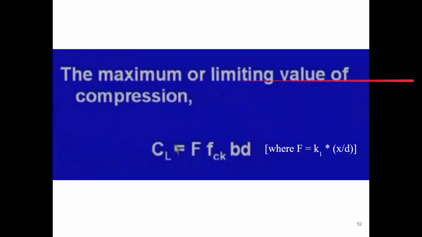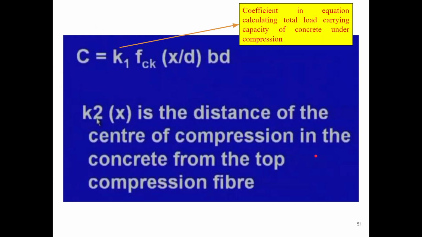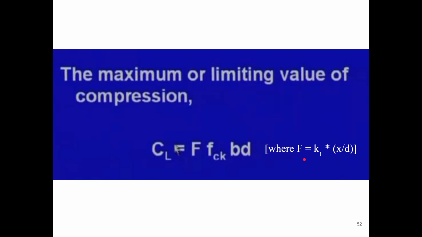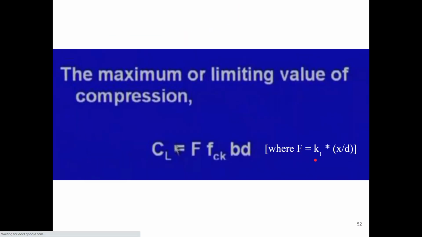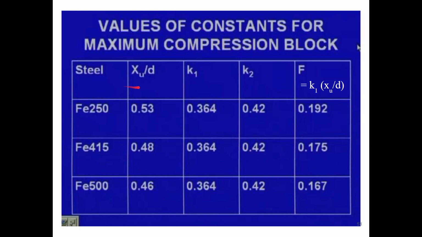So the maximum or limiting value of compression can be written as CL equal to F into FCK into BD, where F equal to K1 into X by D. Based on this, we can calculate the constant values for the maximum compression block, for Fe 250, Fe 415, and Fe 500.